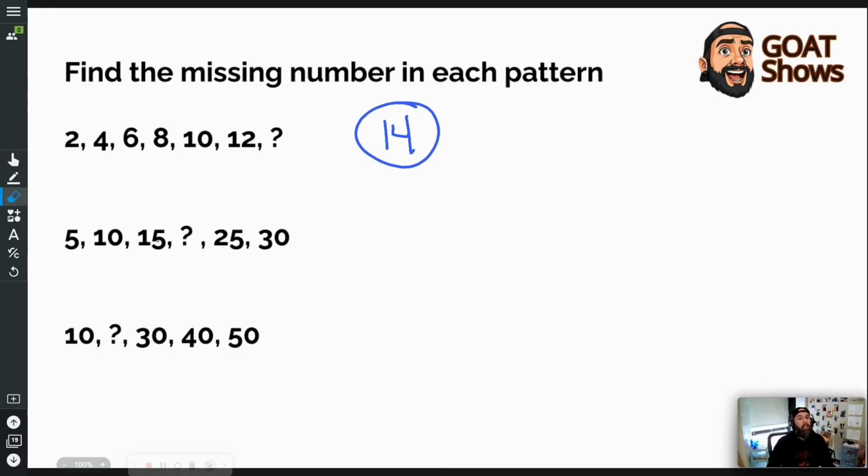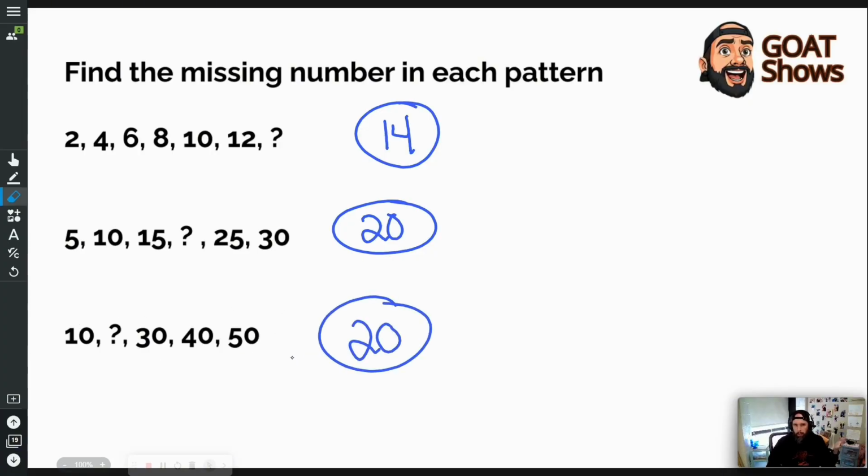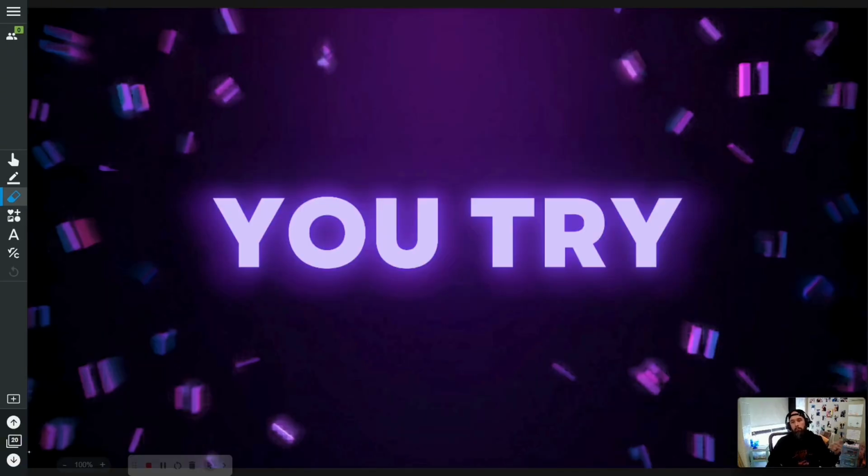5, 10, 15. I'm adding by 5s this time. So 5, 10, 15 plus 5 is 20. 20 plus 5 is 25. So the answer is 20. I did it right. 10, blank, 30, 40, 50. I'm going up by 10s. So 10, 20 again, 30, 40, 50. Those numbers seem to work out. So I did it. You do it. Try them. See if you get them right. Pause the video. Come back and check.